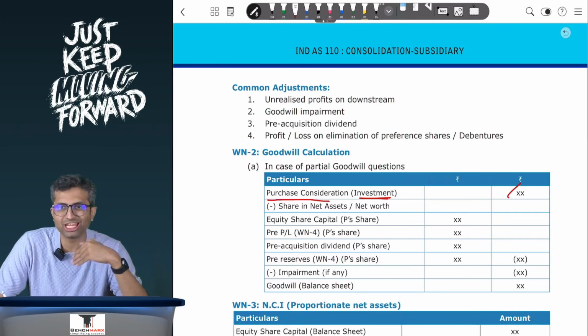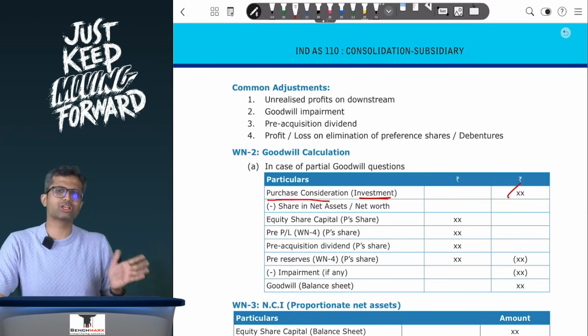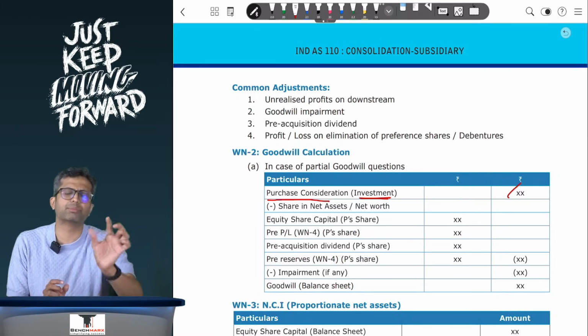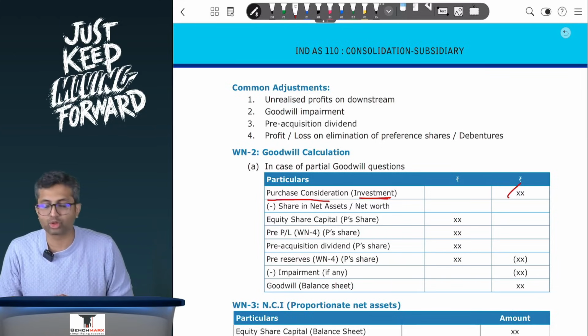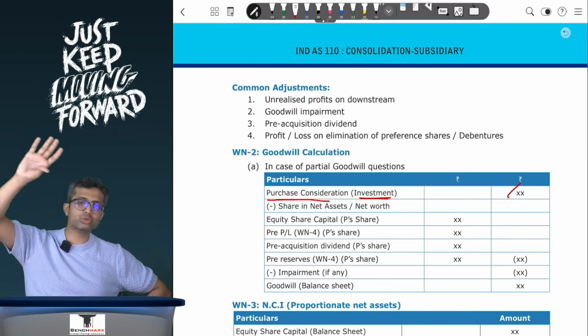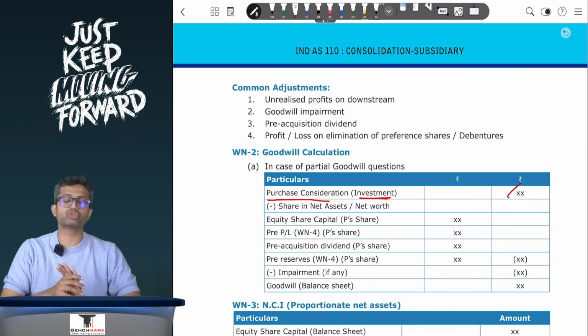So over here, you will take the share capital, for example, of the subsidiary. Usually, if you are following proportionate net assets method, you will say that if there is 1,000 rupees worth of share capital, 70% will be attributable to the parent, 30% will be attributable to the minorities, non-controlling interest, and hence when you want to calculate goodwill, you will compare the purchase consideration with your share in the pre-acquisition reserves.